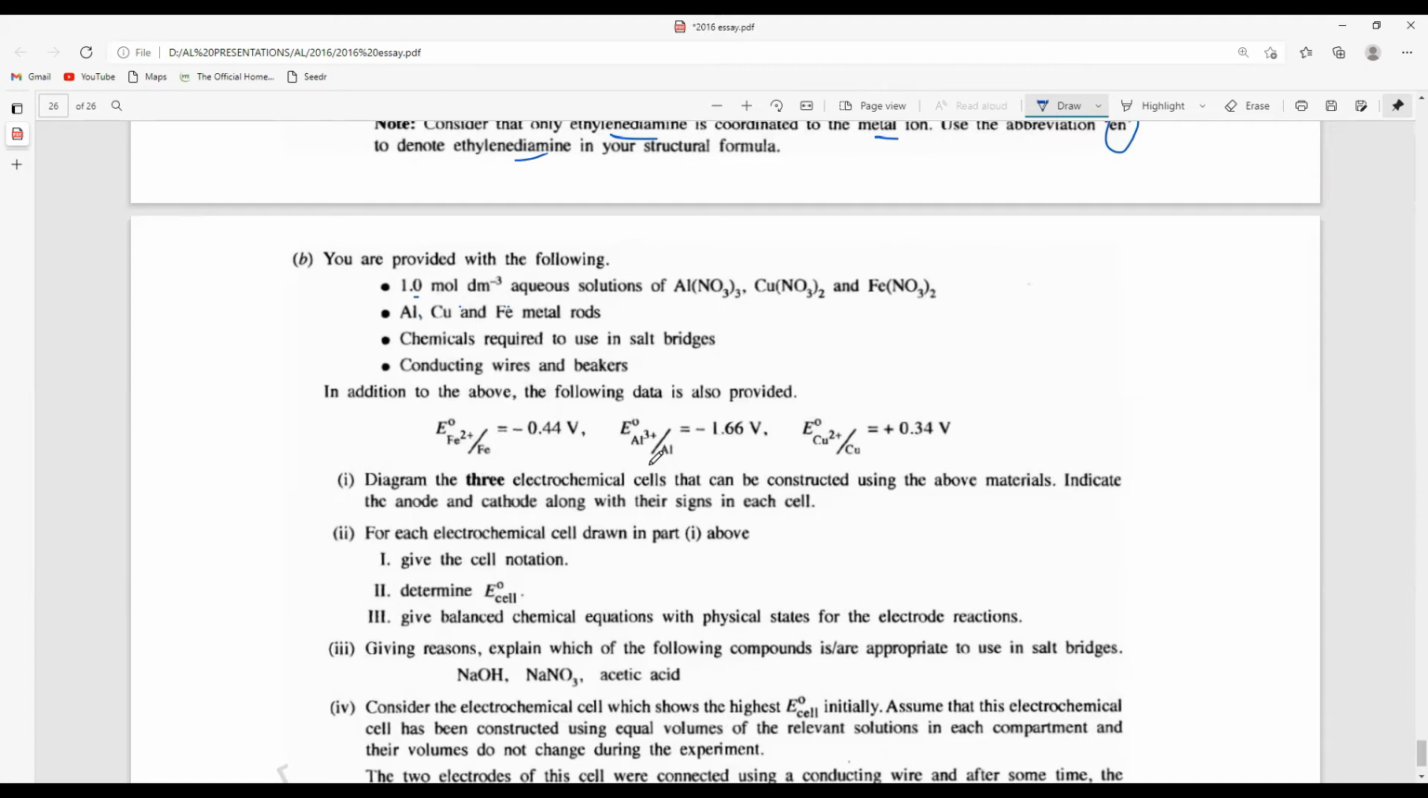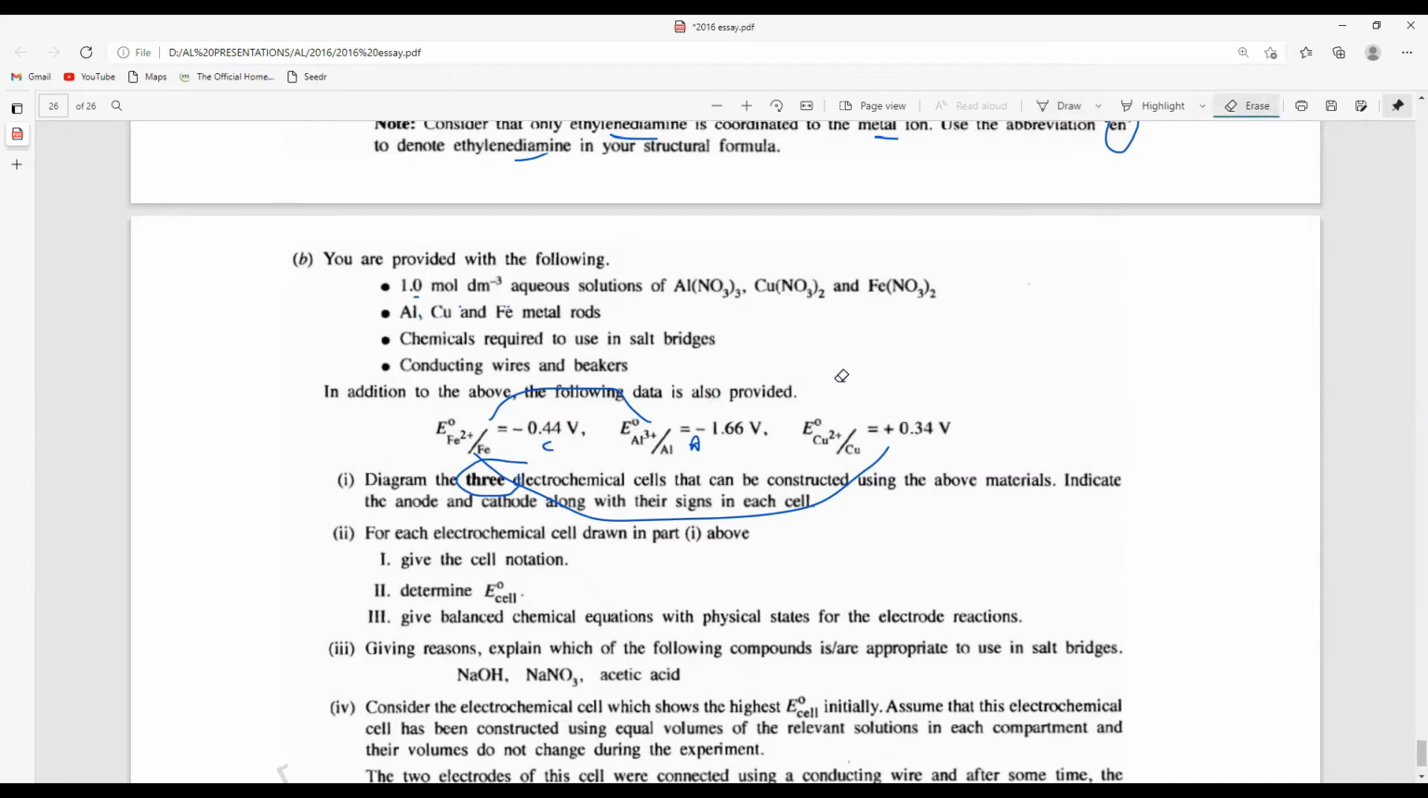Diagram 3 electrochemical cells that can be constructed using the above materials, indicating the anode and cathode along with their signs in each cell. So this is very straightforward because since you have been given 3 electrodes, you can draw one using this, one using this, and one using this. Those are the only possible ways to draw electrochemical cells. So you can easily draw 3. In this one, you can use this one as the anode and this one as the cathode.